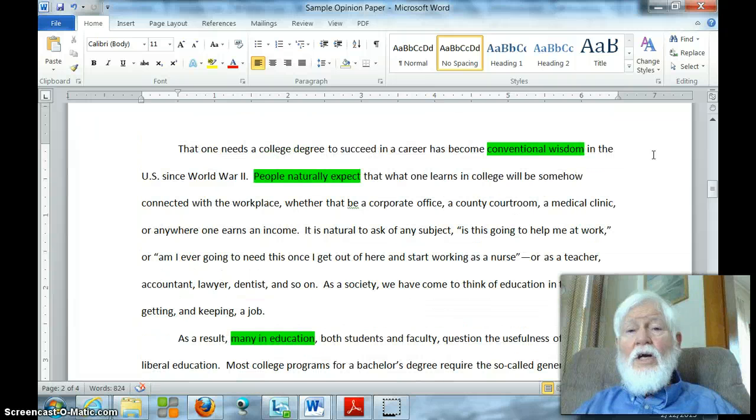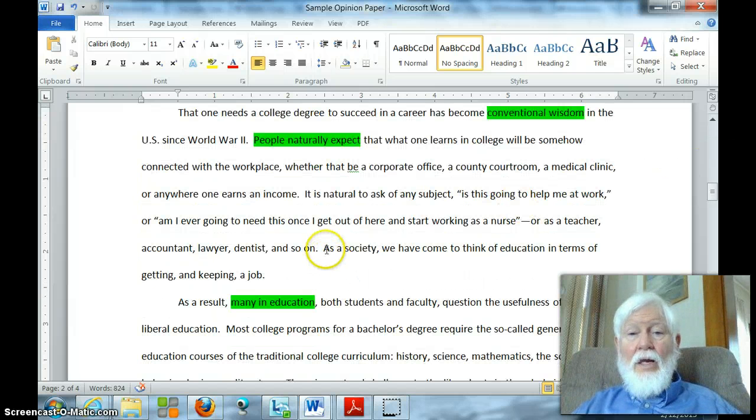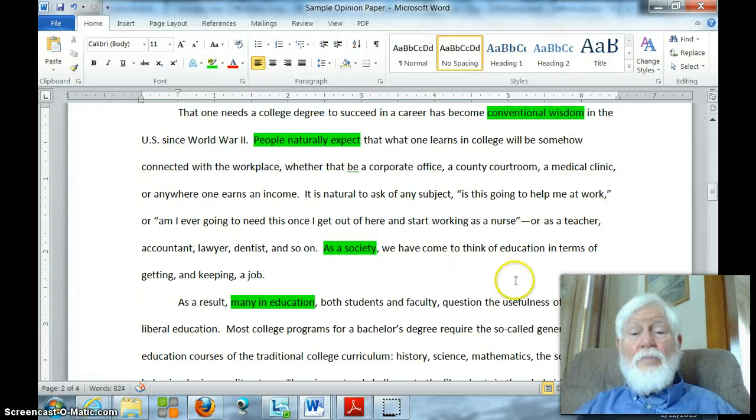Notice how we are narrowing the topic. We begin with a general statement of the general subject that we're dealing with, that is education and career, right? Get down here. I want to put a little green highlight there, all right? I want to put a green highlight there because this also is a reference to they.